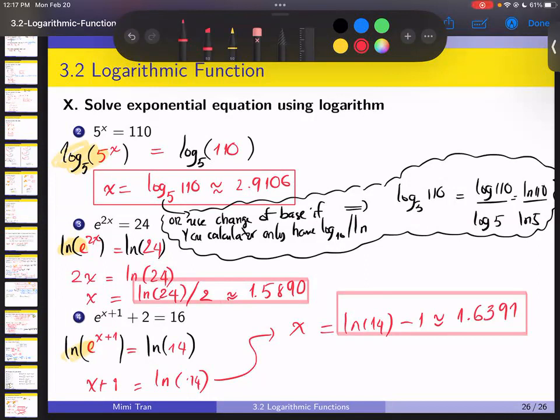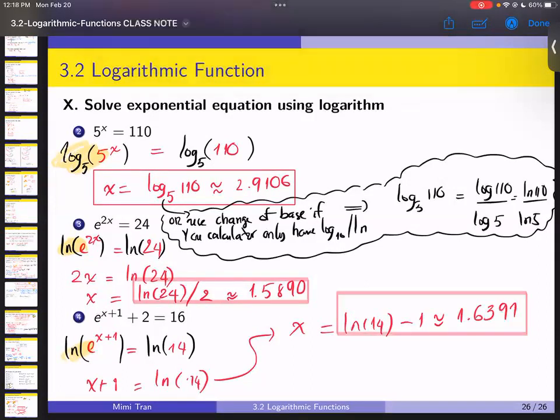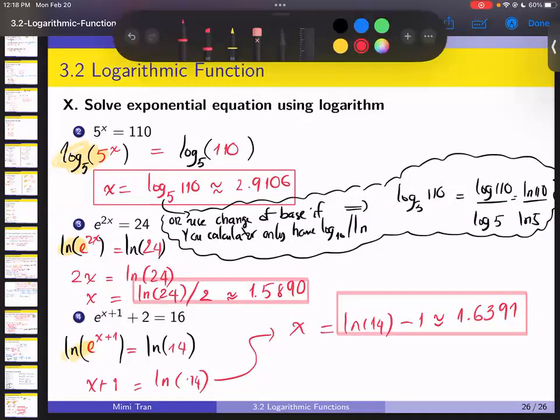Now you notice that I didn't check my answer. The reason being because I'm solving exponential. What is the domain of exponential function? Everything. Remember the graph from left to right, it looks like that. Right? So it's a pretty easygoing function. It takes everything. That's why we don't need to check.